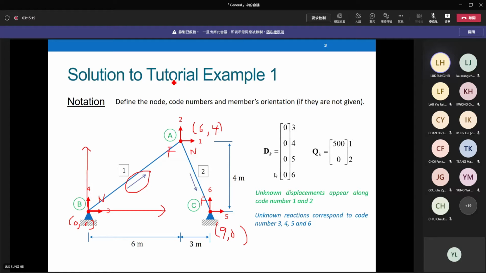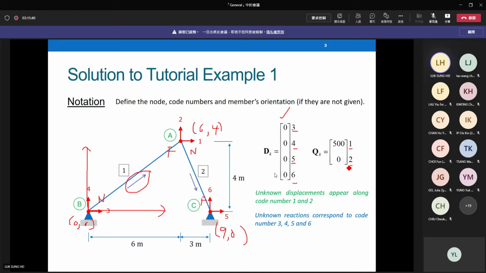In step 1, you can also put down the known displacement and known force vector. We call them dk and qk. dk, or 0, consists of degrees of freedom 3, 4, 5, 6. qk consists of 1, 2.